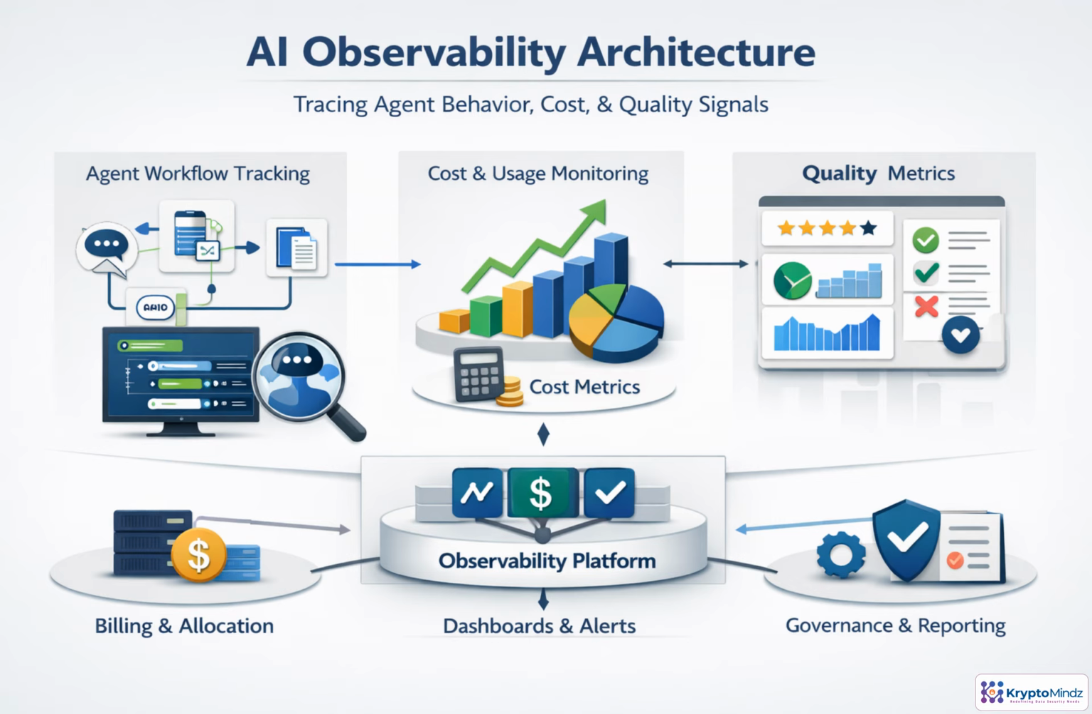Now we shift from AI cost and quality concepts into instrumentation. The goal is practical. Make agent actions traceable, tokens attributable, and outcomes measurable, so dashboards, chargeback, and governance are built on reliable operational evidence.